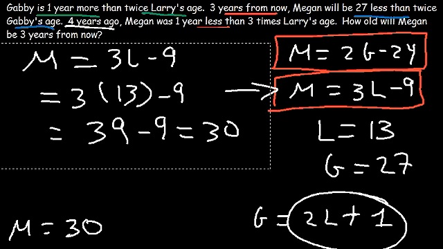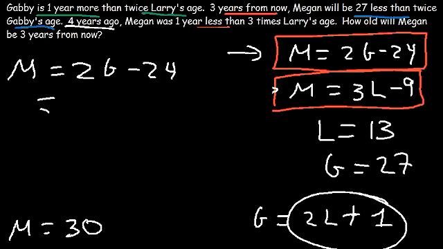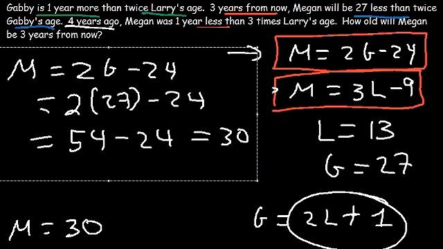Now, if we use the other equation, we should get the same answer. If we use this equation, M is equal to 2G minus 24. If we get a different answer, then something is wrong. Gabby's age is 27. 2 times 27 is 54. 54 minus 24 is 30. So Megan is indeed 30 at the present.